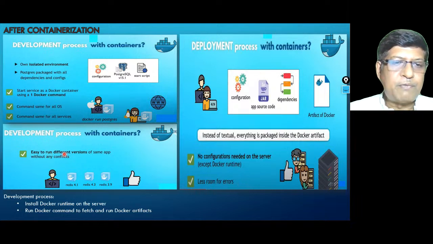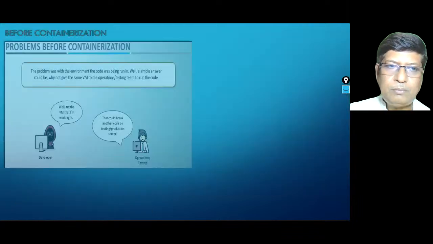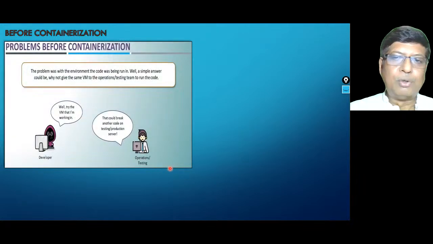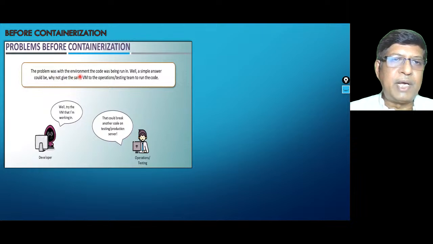It is easy to run different versions of the same application without any conflicts. Whether it is Redis 1.4.1, 4.3 or 3.9, doesn't matter. It is very easy and simple to run because you have everything. The configuration is already set within the Docker image. You see, this is the Docker logo. So before containerization, there were problems. The problem was with the environment the code was being run in.